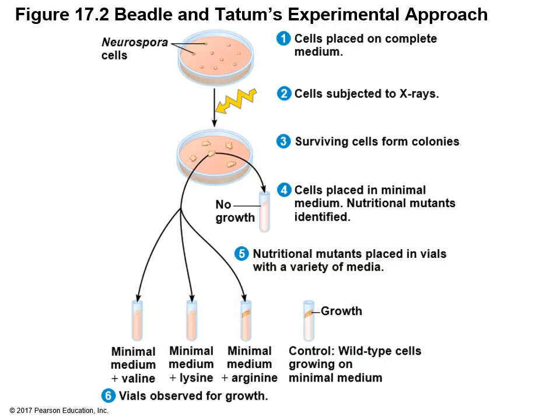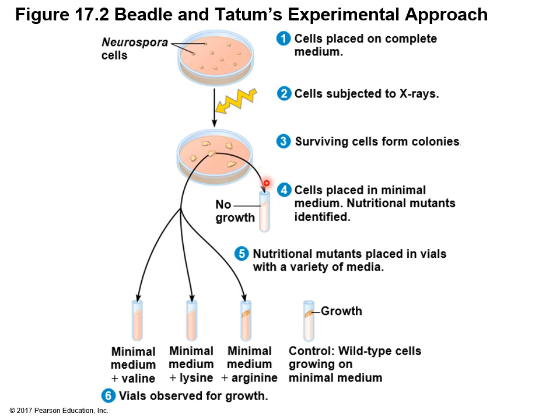So here we see a diagram of Beadle and Tatum's experimental approach. Step 1, the Neurospora cells, or the bread mold cells, are placed in a medium inside of a petri dish, and the cells are going to be exposed to X-rays. The surviving cells are going to form colonies as they divide and grow, and some of these cells are going to be put in different vials.